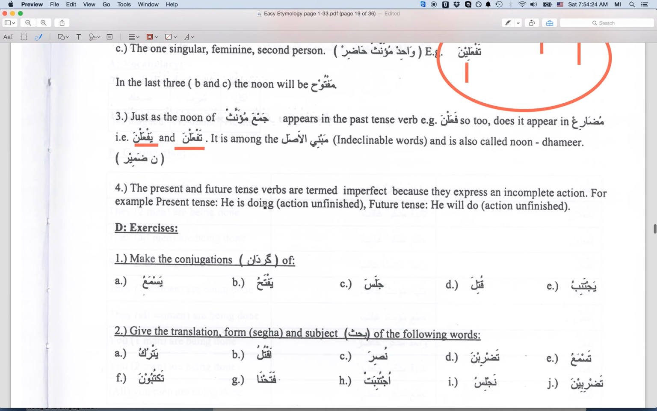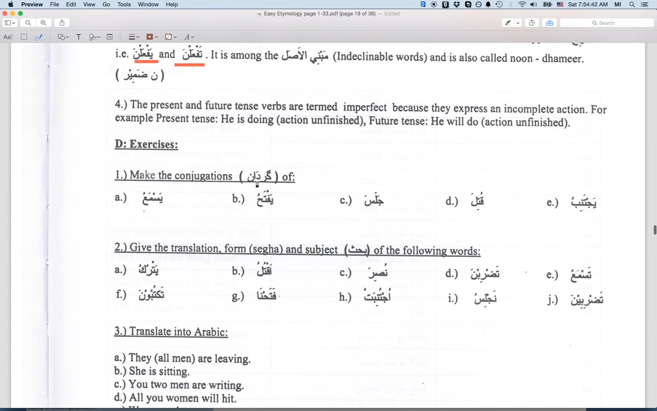The present and future tense verbs are termed imperfect because they express an incomplete action. For example, present tense: he is doing, action unfinished. Future tense: he will do. It's like, oh, they're imperfect. So it's not a complete sentence, basically.